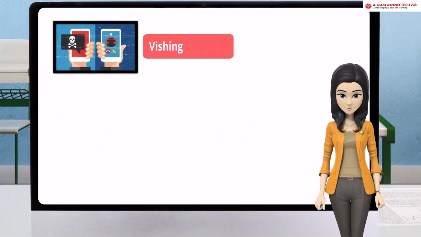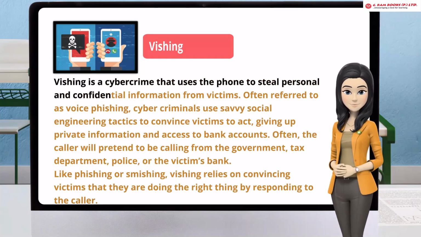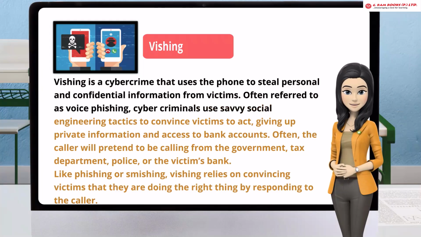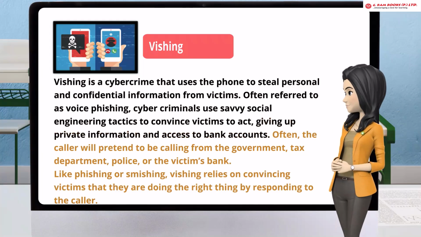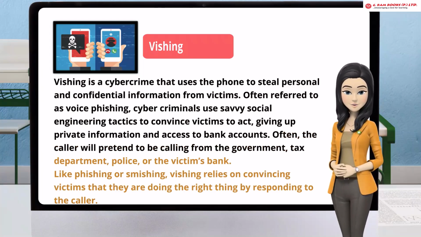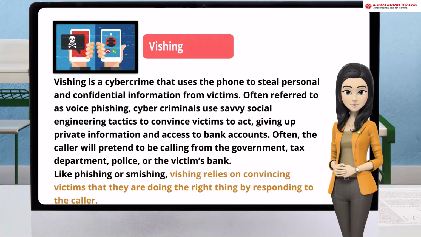Vishing. Vishing is a cybercrime that uses the phone to steal personal and confidential information from victims. Often referred to as voice phishing, cybercriminals use savvy social engineering tactics to convince victims to act, giving up private information and access to bank accounts. Often, the caller will pretend to be calling from the government, tax department, police, or the victim's bank. Like phishing or smishing, vishing relies on convincing victims that they are doing the right thing by responding to the caller.